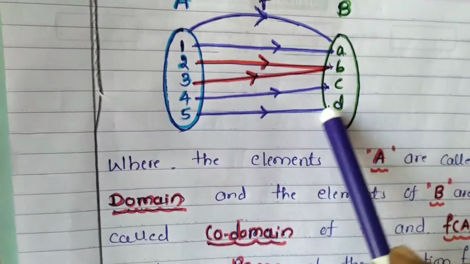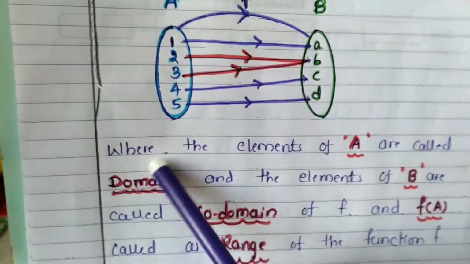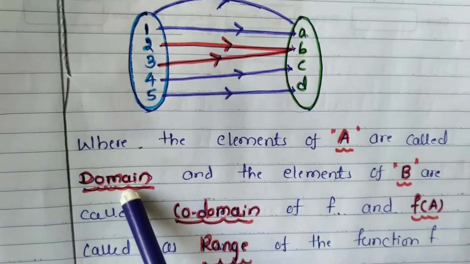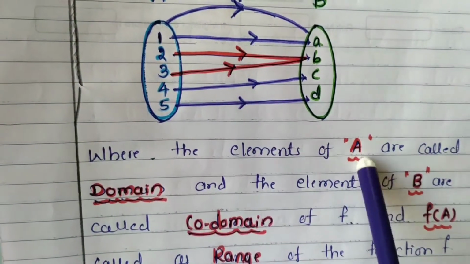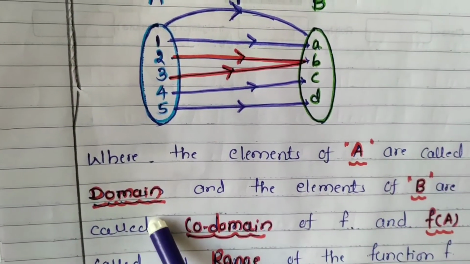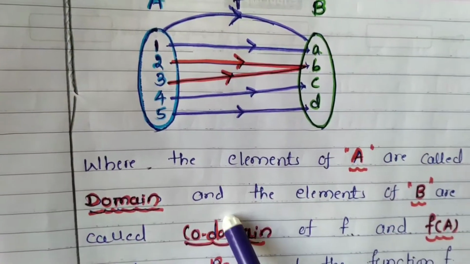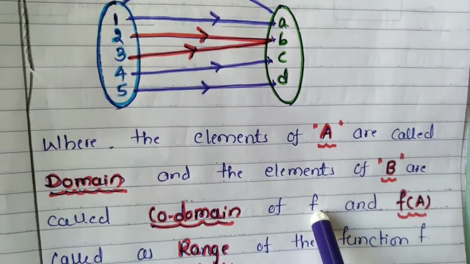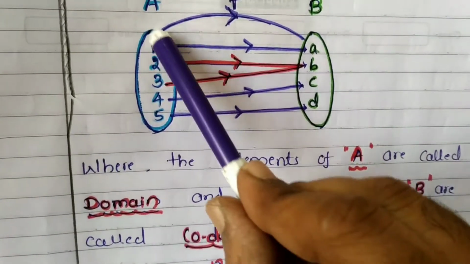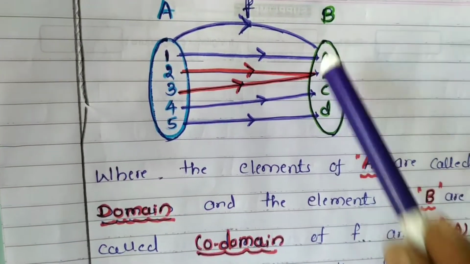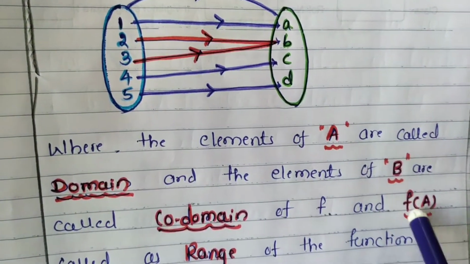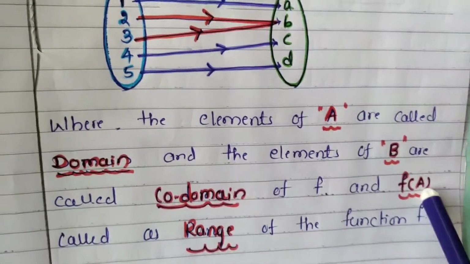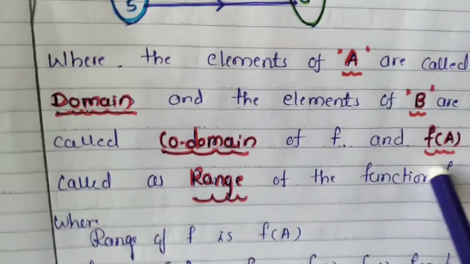Okay, let's go through some important things on this mapping. All the elements of A, 1, 2, 3, 4, 5, are called the domain of the function. The elements of A are called the domain, and the elements of B are called the codomain. What are the elements of B? A, B, C, D are called the codomain of the function f. And f of A means f of 1, f of 2, f of 3, f of 4, f of 5, and f of A is called the range of the function f.